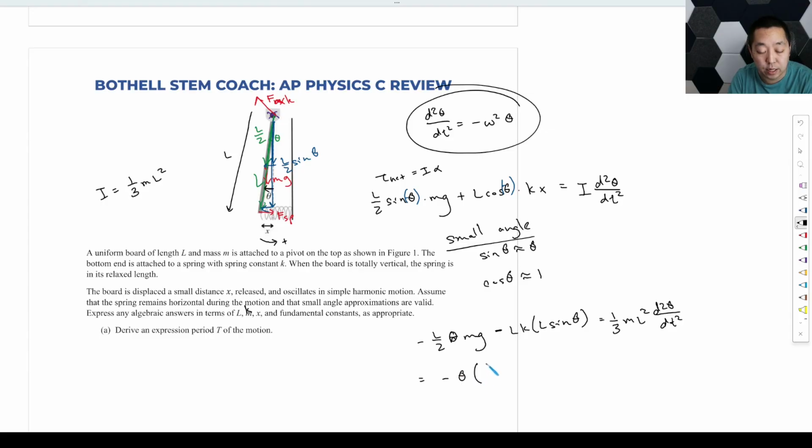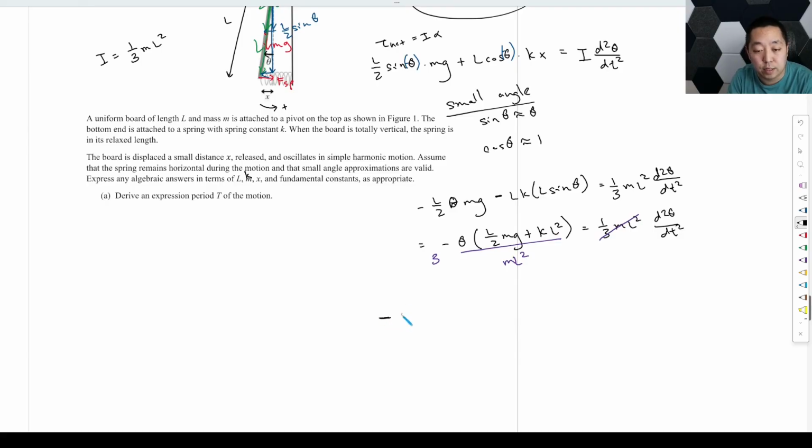And you're going to get L over 2 times (mg plus KL squared) is equal to 1/3 ml squared d squared theta dt squared. Okay, so we can cancel out. We're going to divide by L squared, multiply by 3, and divide by m to get rid of all of that. And so then what you'll notice here is we have this negative quantity, which is 3. One of these L's will cancel, by the way, so that'll be 1 there. It'll be negative 3 times (mg plus KL) all over ml, times theta, is equal to d squared theta dt squared, like this.